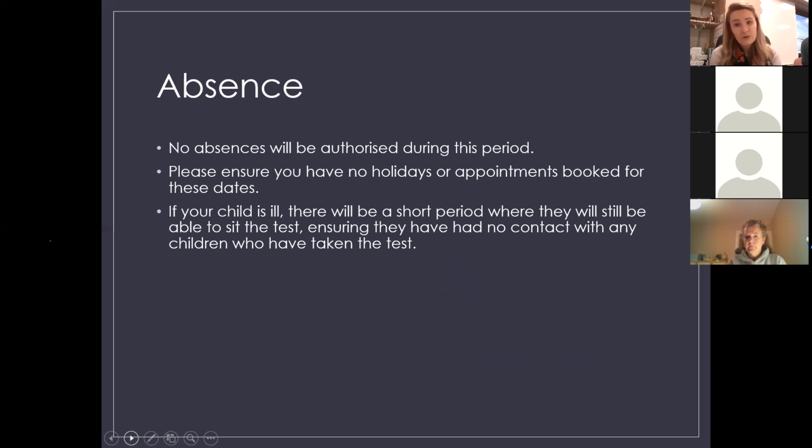And this is a big one that we don't quite know what's going to happen at the moment, but if your child is ill, there will be a short period where they will still be able to sit the test, ensuring they have no contact with any other children who have taken the tests. I'm sure the DfE are trying to figure out how that's going to happen. Hopefully COVID will have dropped off a lot by then, because at the moment it would be a challenge to sit any kind of exams or SATs papers with everyone at the same time, but I'm sure by then we'll be in a much better space, let's hope.